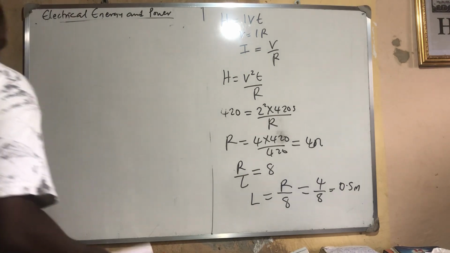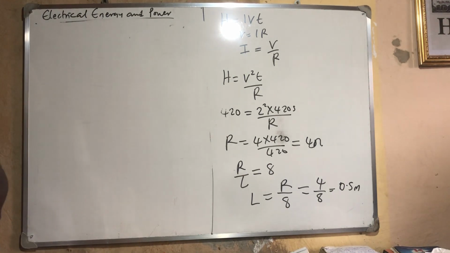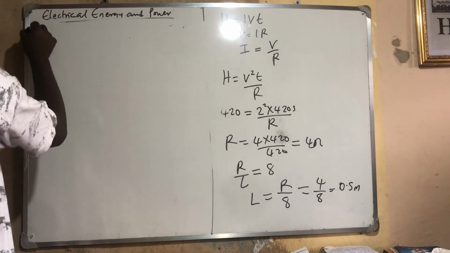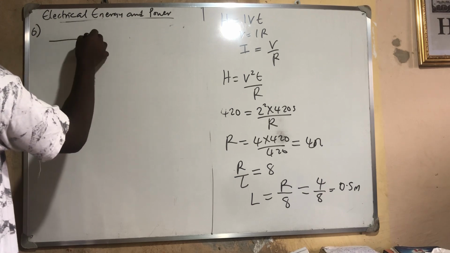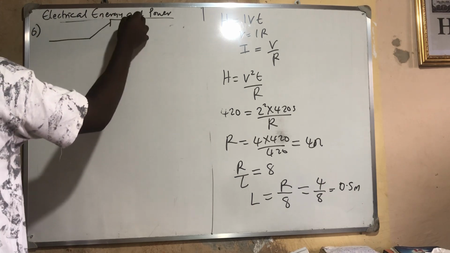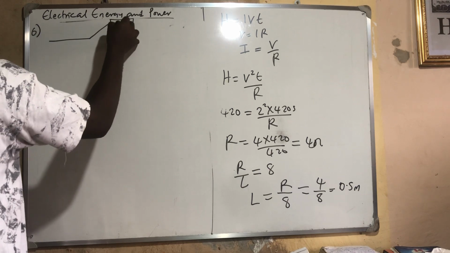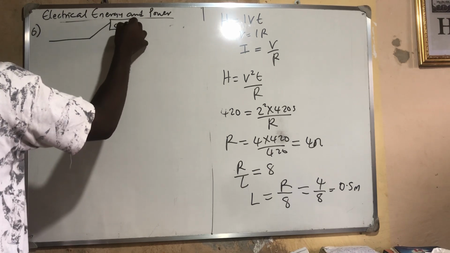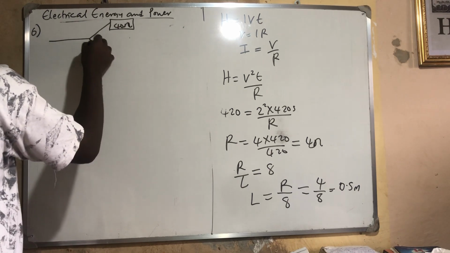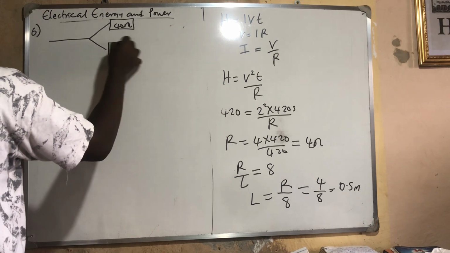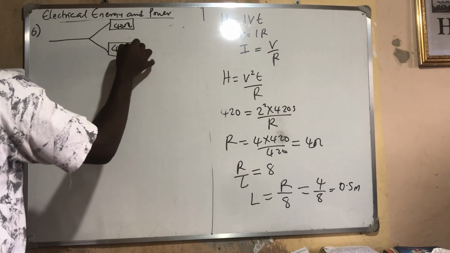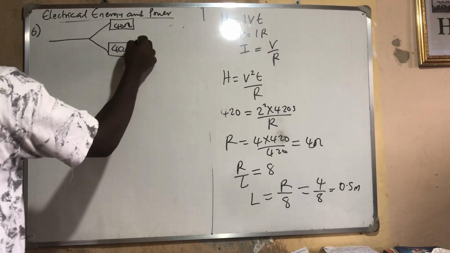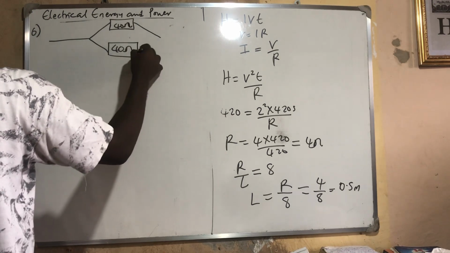So that is that. So the next question said calculate. Question number 6. They gave us in parallel 40 ohms, and another 40 ohms again. They are both connected in parallel.